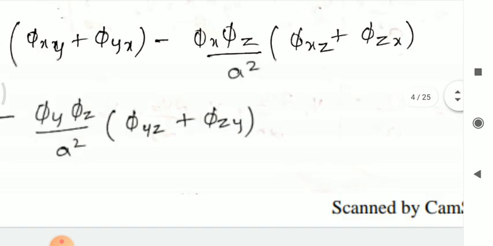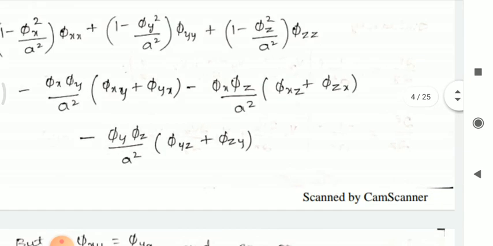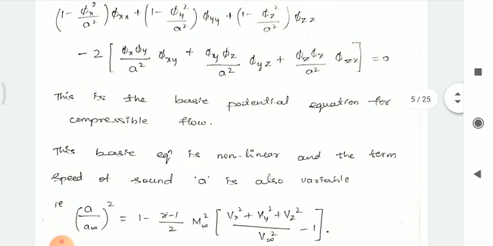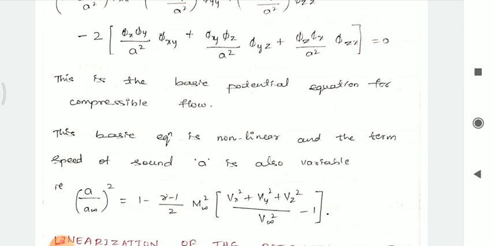Then it will become addition, 2 into φxy, 2 into φxz, 2 into φyz, and then taking 2 common, you will have this particular equation, and this whole equation is called the basic potential equation for compressible flow. So when you are asked only for basic potential equation derivation, you have to derive the equation till here, and if you are asked to also linearize this particular equation, the next step we have to follow. The basic potential equation for compressible flow is not a linear one, it is a non-linear form of equation. You have to linearize it to have the final equation.